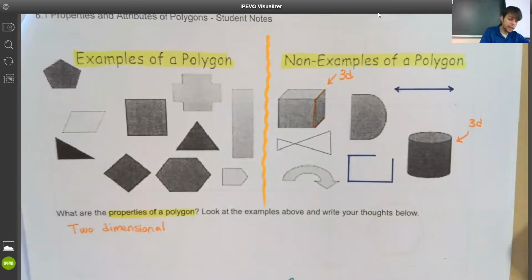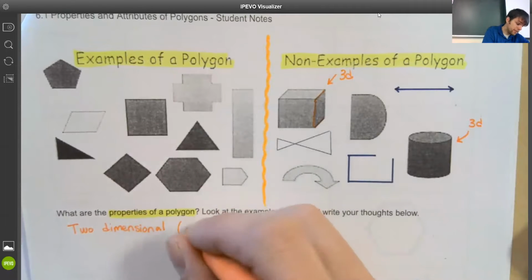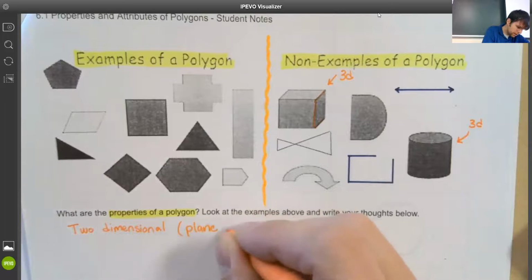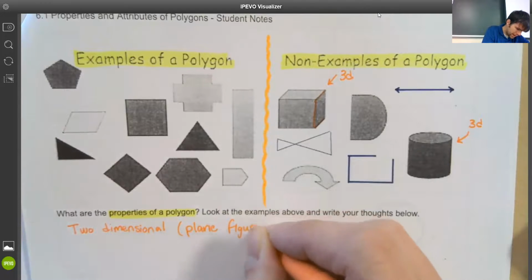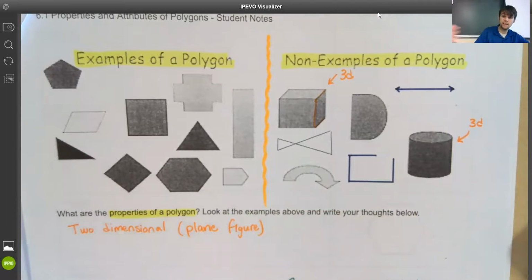There's another term we use for that in math. We say that it's a plane figure. It can be drawn on a plane, or it's contained completely inside of a singular plane. All right, let's go ahead and take a look at some of these other ones.